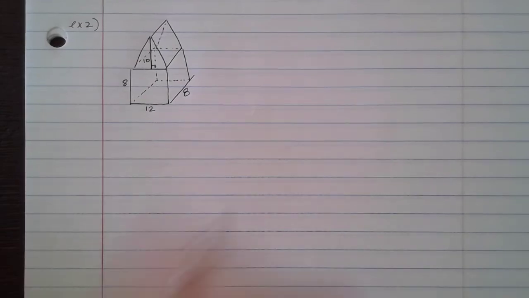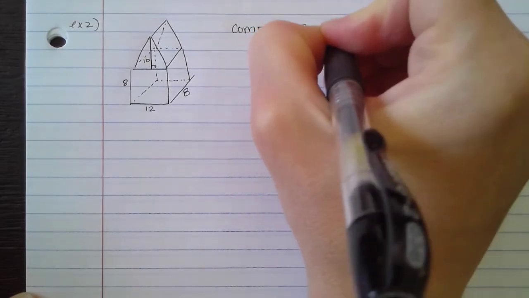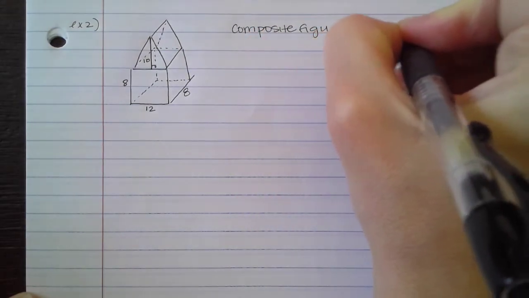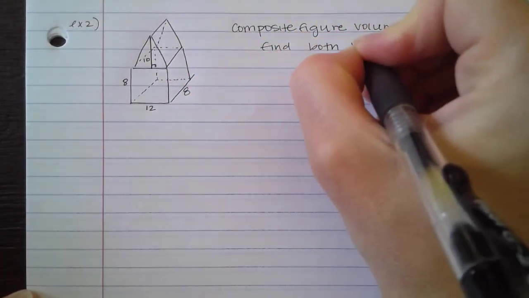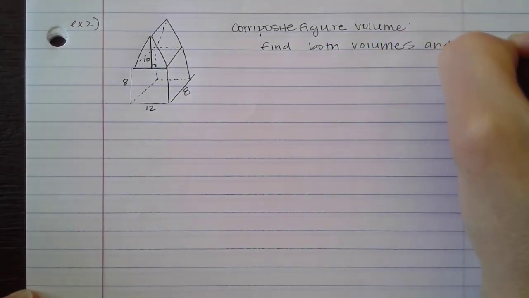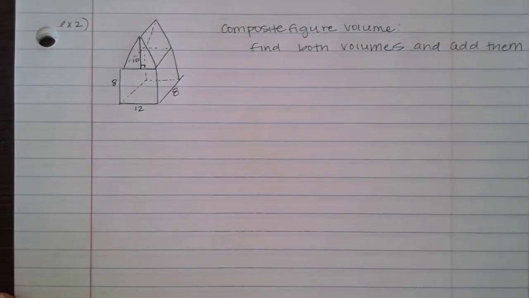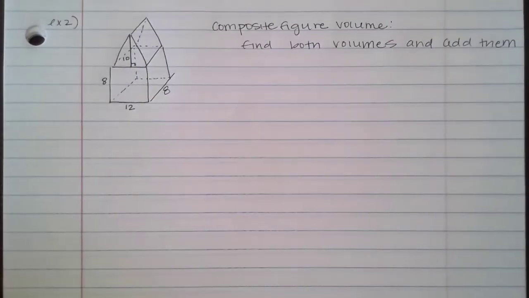The best part about composite figure volumes is you find both individual volumes, and add them. And that's it. This is way easier than finding the surface area, I think, and a lot of other people think that, because you can just separate it out, do two problems, then just add it up at the very end. So I'm going to do two different problems and add it up.